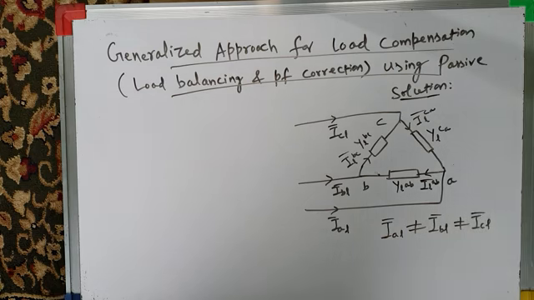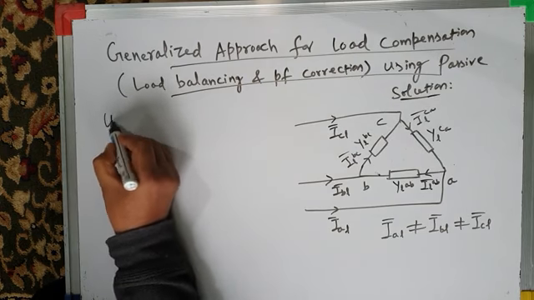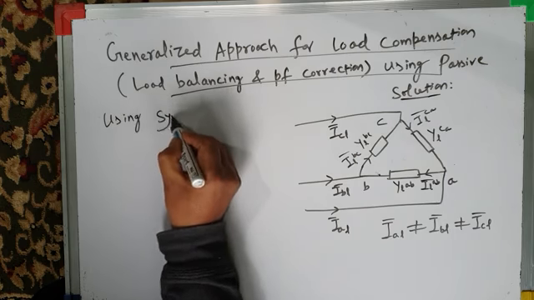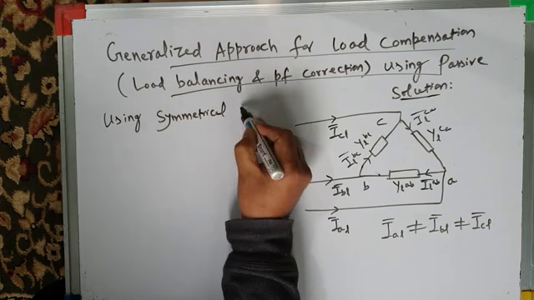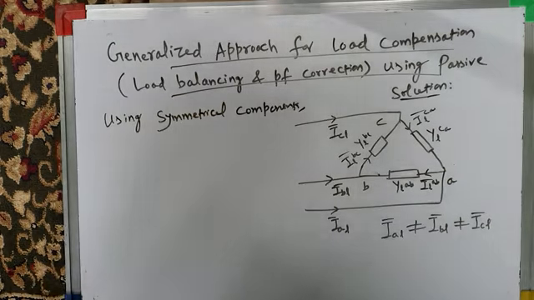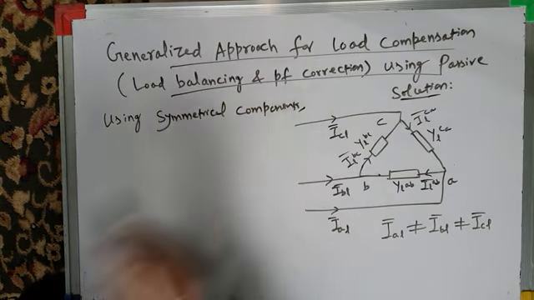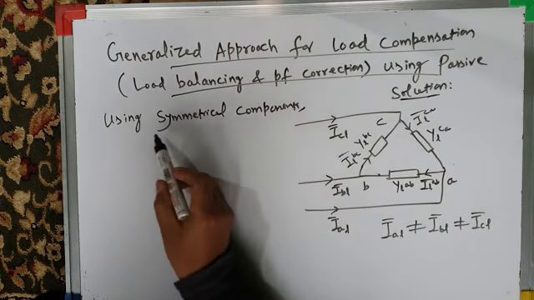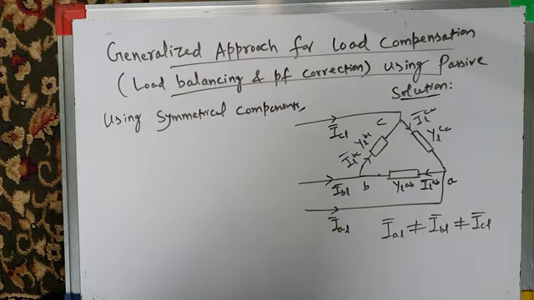So there is unbalancing. Now what we will do, we will use symmetrical component theory or symmetrical components. And in terms of symmetrical components, these three line currents we will write in terms of symmetrical components. So I will write here, using symmetrical components. You go back to one of the lectures in which I discussed with you exclusively symmetrical components, how to represent various line quantities in terms of their symmetrical components, that's positive sequence component, negative sequence, and zero sequence components.